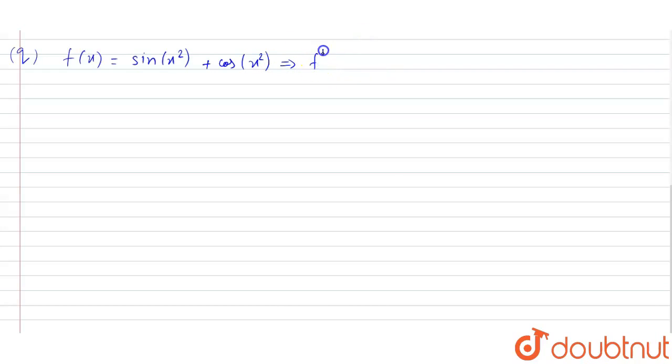let's differentiate it. The differentiation will give us f dash x is equal to 2x into (cos of x square minus sine of x square), and let us equate it to 0. By equating it to 0, we will get either x is equal to 0 or sin x square equal to cos x square. So x square would be equal to n pi plus pi by 4.